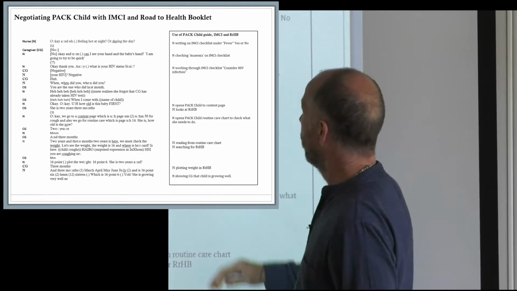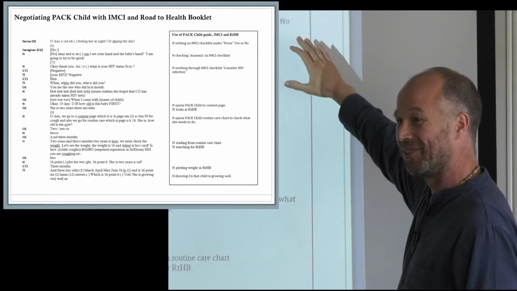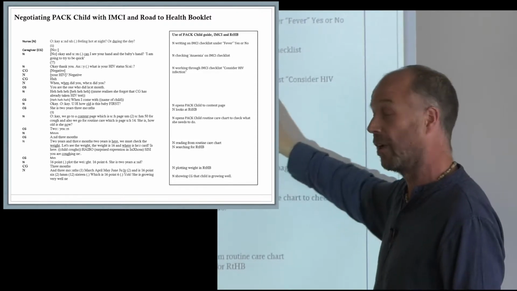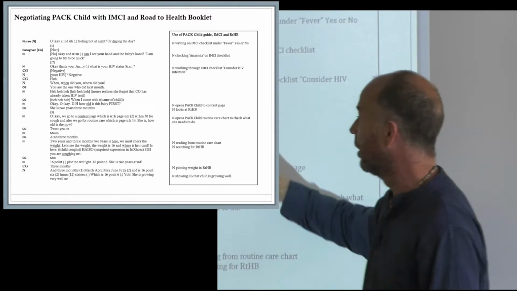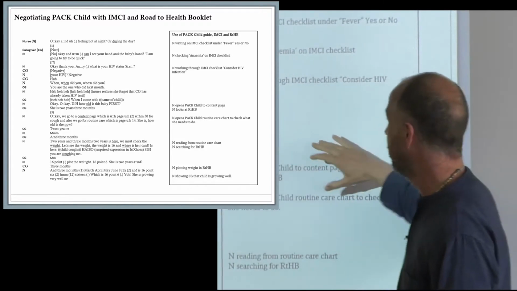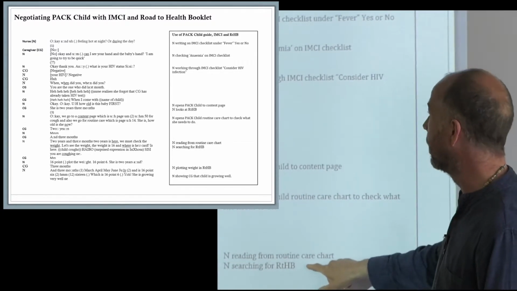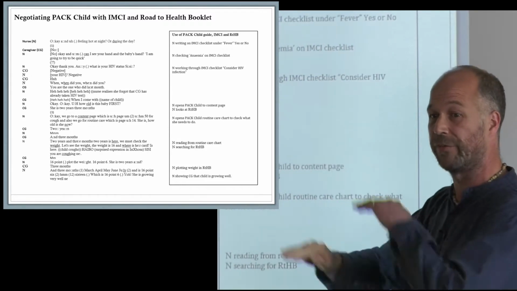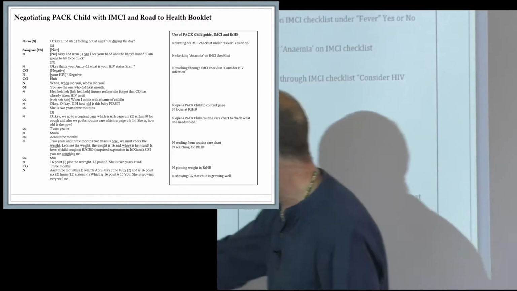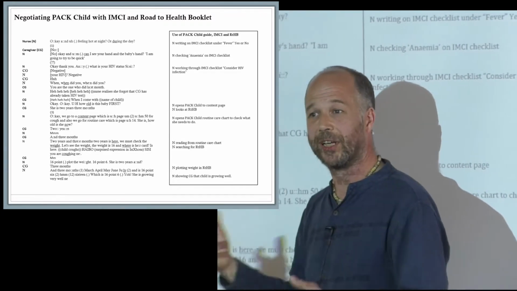Okay, so what this is kind of showing really is the work the nurse has to do in one of these consultations, because she's required to use this IMCI checklist. She's now trying to use Pact, which is slightly different structure. There's a routine care page that I showed you before. She actually uses the routine care chart. And she's also trying to use the Road to Health booklet at the same time. So what you can see is that there's switching between different documents. You can hear her flicking through the pages. In this transcript, these colons emphasize elongated vowels, which often, when you hear it, sounds like the searching.